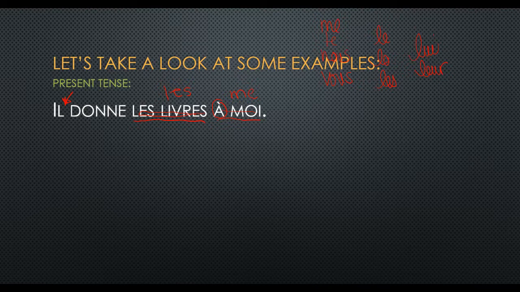So when I go to rewrite it, it's going to be il me les donne. Once again, that me is going to be my indirect. My les is going to be my direct. And there's my verb. Okay?